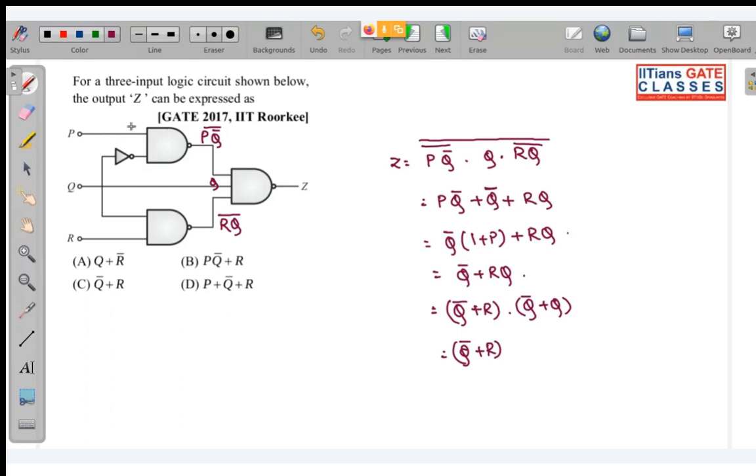You can see here we have P. Here this is connected to Q, so this will be Q complement. These two inputs are passed through your NAND gate. Here it is Q, and this is again R and Q. It is again passed through your NAND gate. So simply if we solve this, I have used De Morgan's rule. I applied De Morgan's rule, then I kept on solving this, and I got the simplified form Q complement plus R, which is option C. Very simple question.